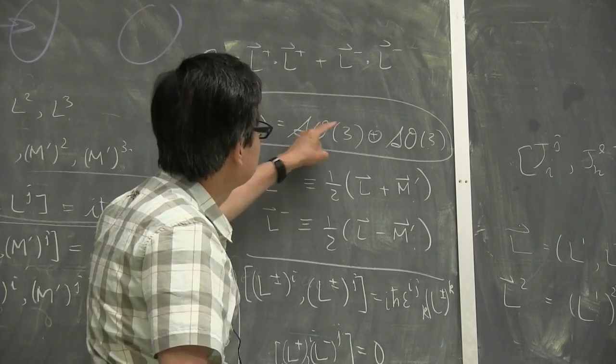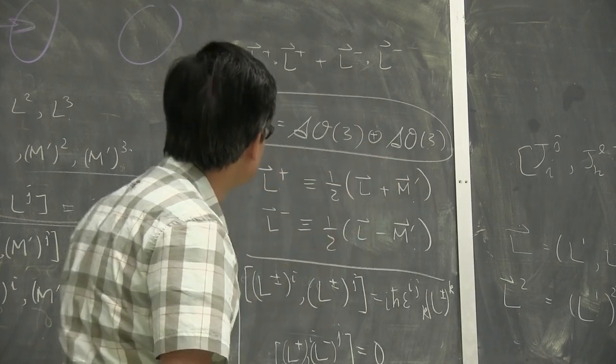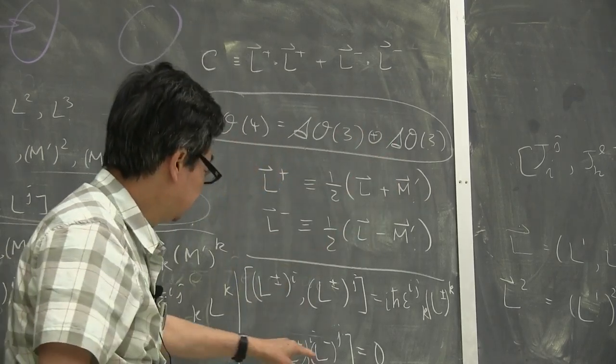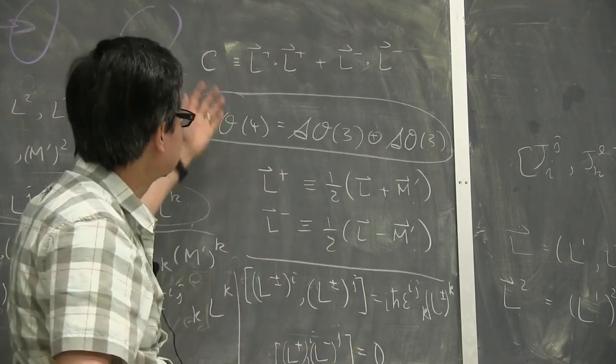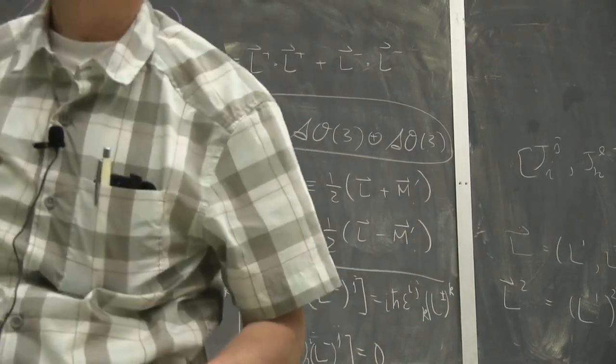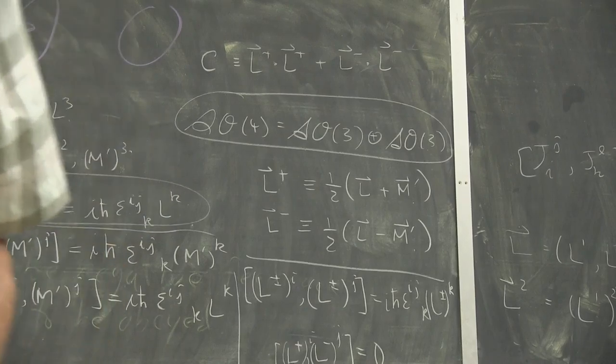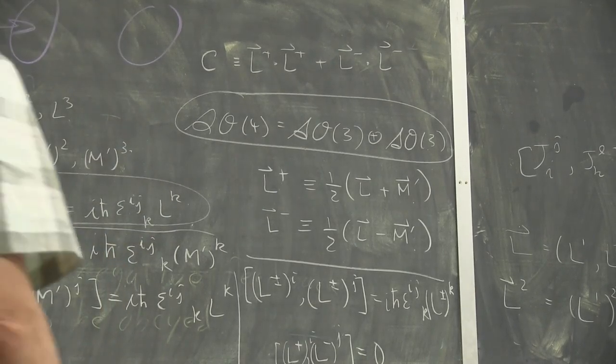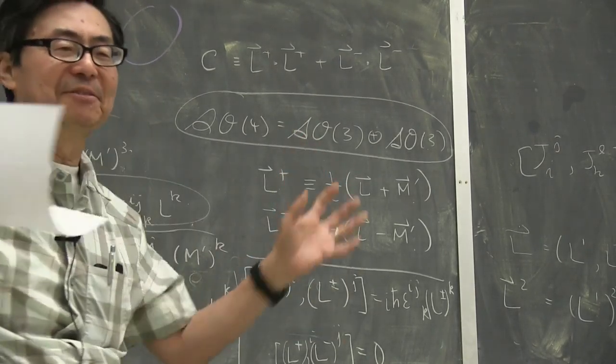Because these commute with the things in here, and these commute with the things in here, and the different L plus and L minus always commute anyway, so this is just a Casimir operator of the whole thing. Yeah? So what's a Casimir operator? A Casimir operator is, I don't want to define it fully for you.